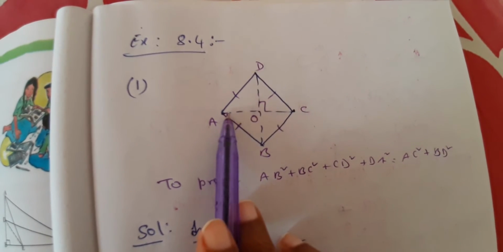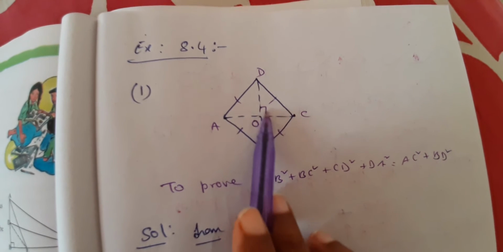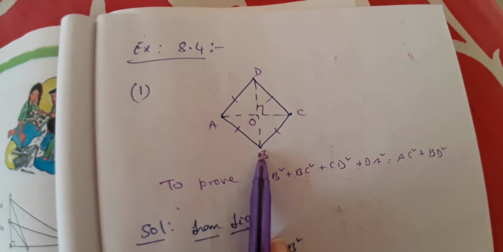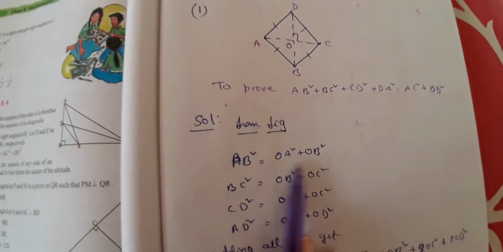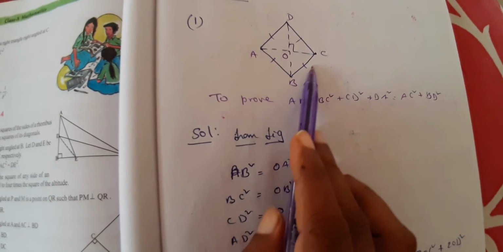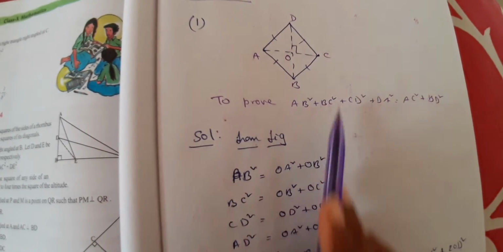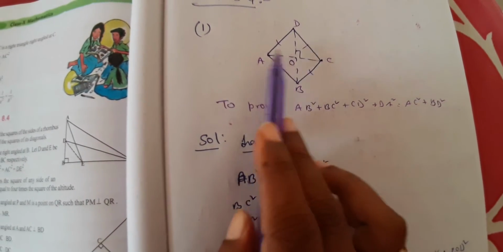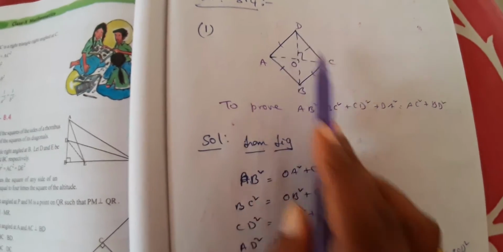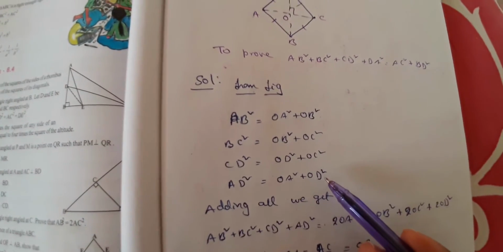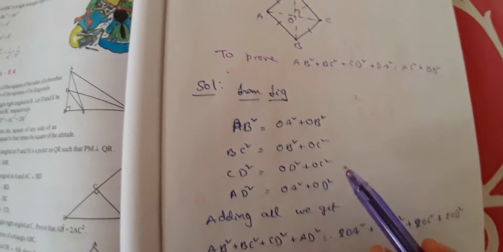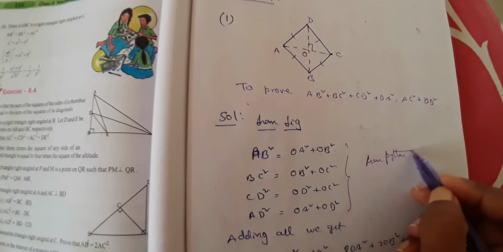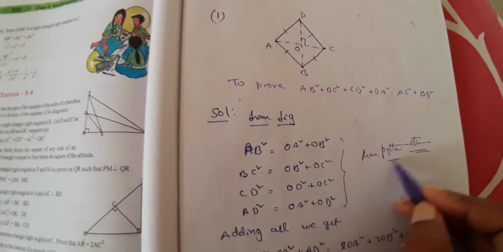Okay, now let us directly see. This is 90 degrees, which means all 4 corners are 90 degrees. AB square, from Pythagoras theorem, is AO square plus OB square. And similarly BC square is BO square plus OC square. CD square is equal to OD square plus OC square. DA square is equal to OA square plus OD square. So write all directly from Pythagoras theorem. Please children, don't forget that one.